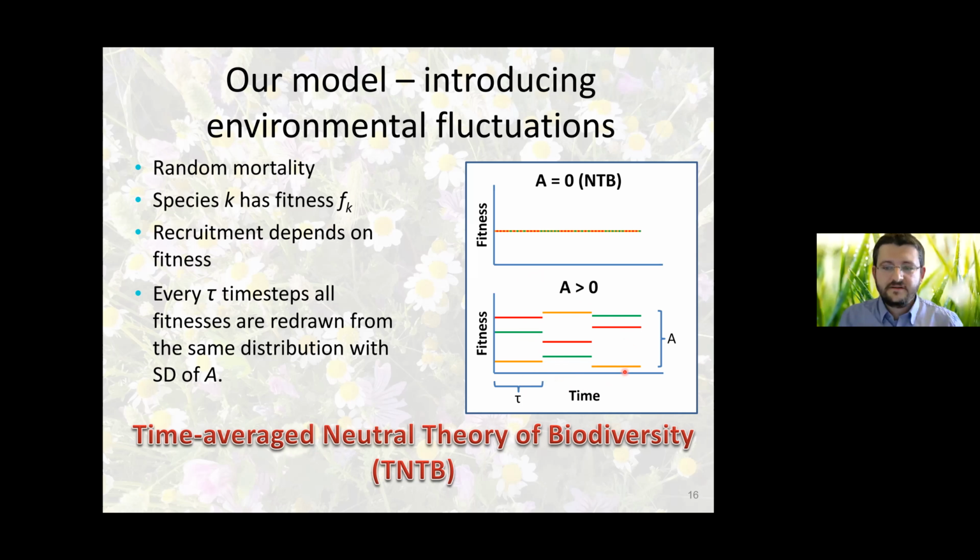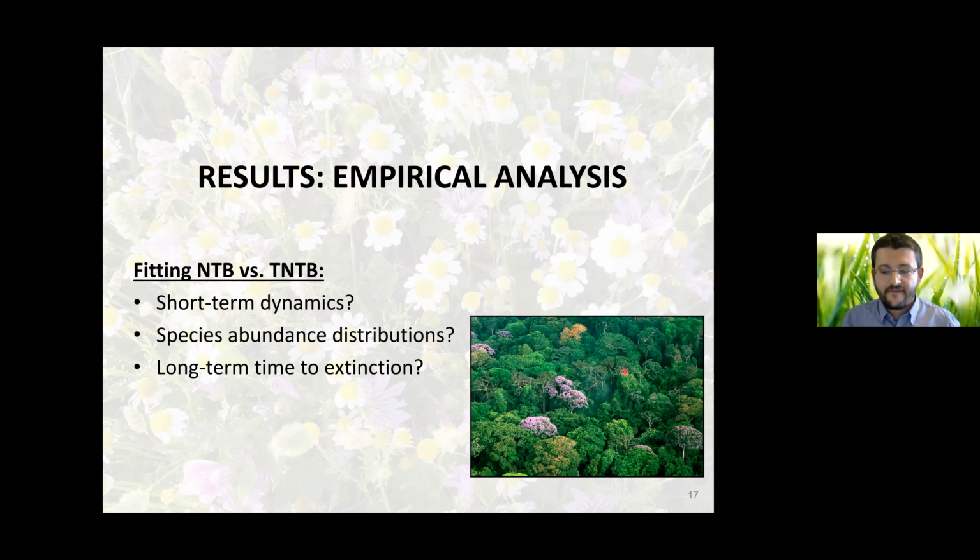Now that we have a model, let's test it against its null model, neutral theory. And let's see if TNTB can outperform neutral theory in explaining the short-term dynamics. Can it still explain species abundance distributions? And finally, perhaps, can the extended theory also predict more realistic times to the extinction of common species?